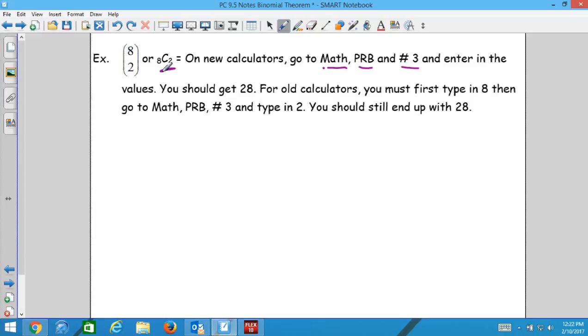If you have the older calculators, you have to type the 8 in first. Then you have to do math, probability, number 3, and then type the 2. So try it, see that you get 28. If you don't get 28, let me know so I can help you. If you don't understand how to type it in, let me know so I can help you.